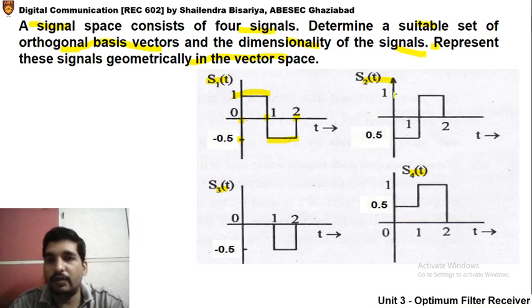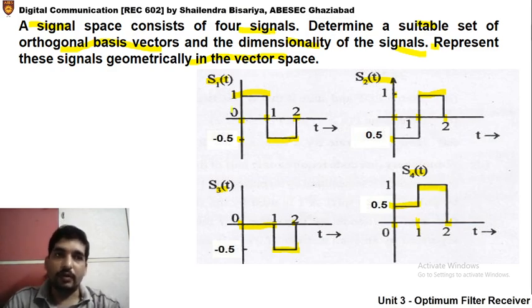s2(t) has value minus 0.5 from 0 to 1, and from 1 to 2 it has value plus 1. s3(t) has value 0 from 0 to 1, while it has value minus 0.5 from 1 to 2. And s4(t) has value 0.5 from 0 to 1, and from 1 to 2 it has amplitude 1.